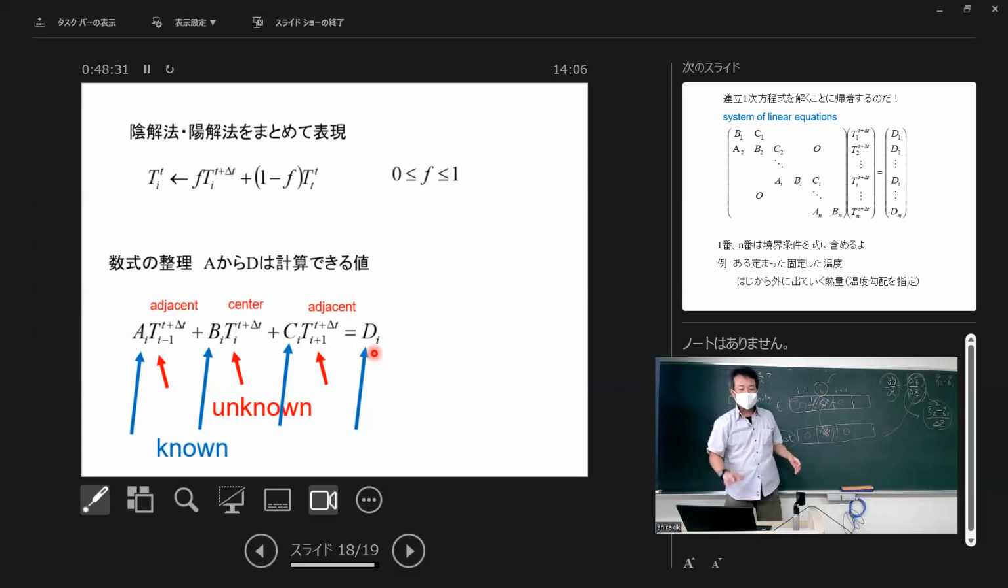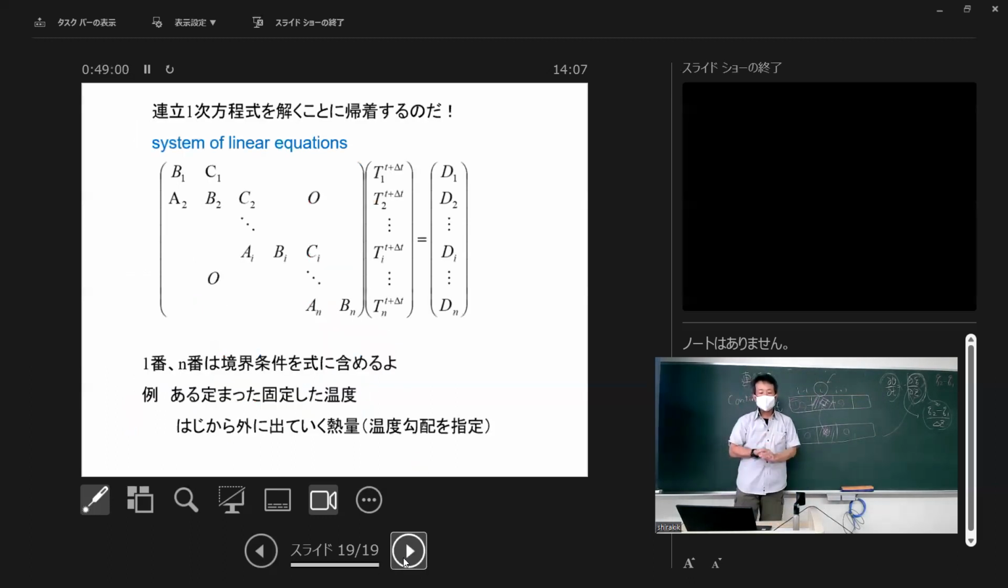We cannot directly calculate the t plus delta t, this one. So with the explicit method, we can directly calculate this value, but now we can generate only one formula here by focusing on this box. And also we can focus on this neighboring adjacent box. Then, voila, this is the last slide.